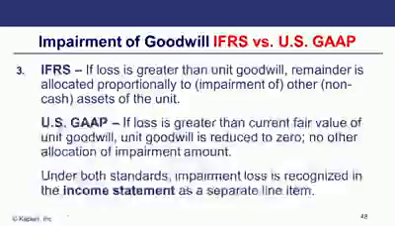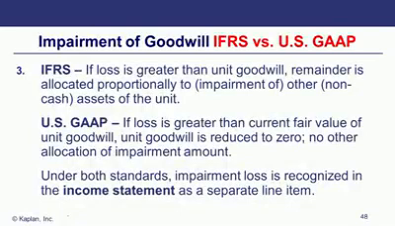Under US GAAP, notice if the loss is greater than the current fair value of unit goodwill, so again, if our impairment is bigger than the reported goodwill in the balance sheet, we reduce goodwill down to 0, and that's it. So a difference here: IFRS reduces goodwill down to 0, and if there's any excess because the impairment is larger than goodwill, it nets it against non-cash assets of the subsidiary. Whereas US GAAP is reducing goodwill down to 0, and if there's anything left over, essentially it's throwing it away.